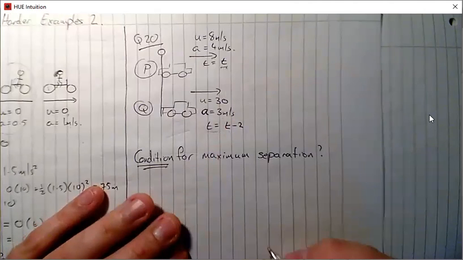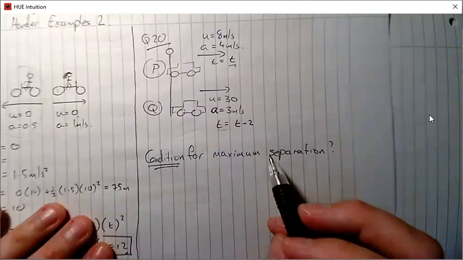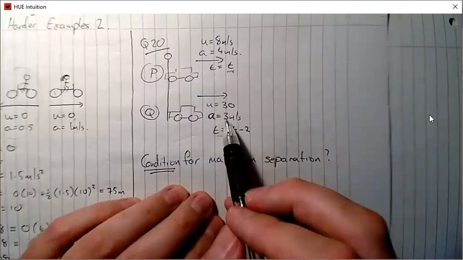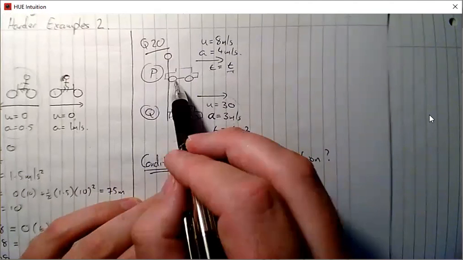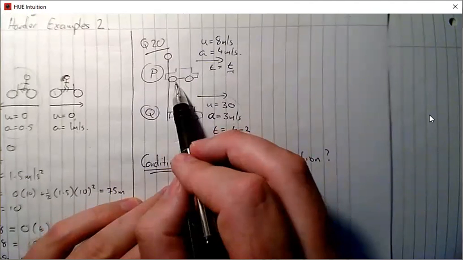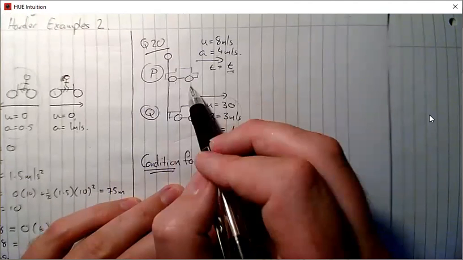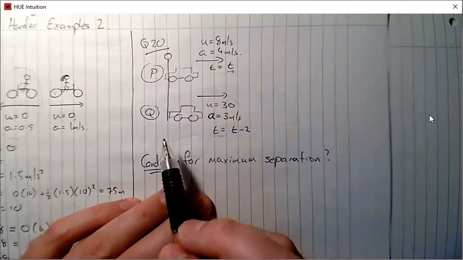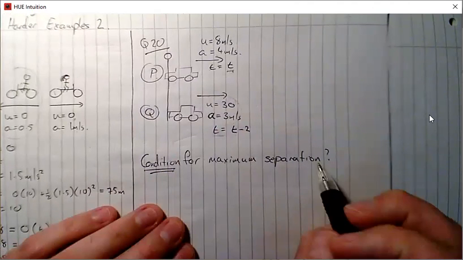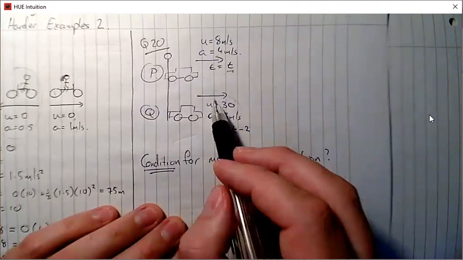Okay. Our condition for maximum separation: if you look here, this one is moving faster, so it is going to overtake. But this one is accelerating more, so ultimately this one is going to end up traveling faster. So it's going to catch back up again. Our condition for maximum separation is, well, this one is moving faster, and this one will start to catch up.